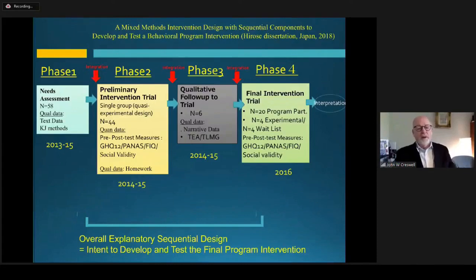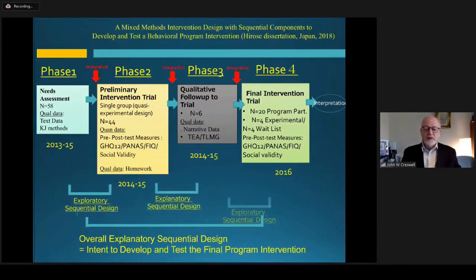And this is a picture of my wife's study in Japan, where she had 4 phases. She brought qualitative data in before, right here, to explore and to build an intervention. And then she followed up an intervention with qualitative data to understand those intervention results. And then she redesigned a final intervention trial. So this is a big project, but it uses multiple core designs that are embedded within an overall intervention study.